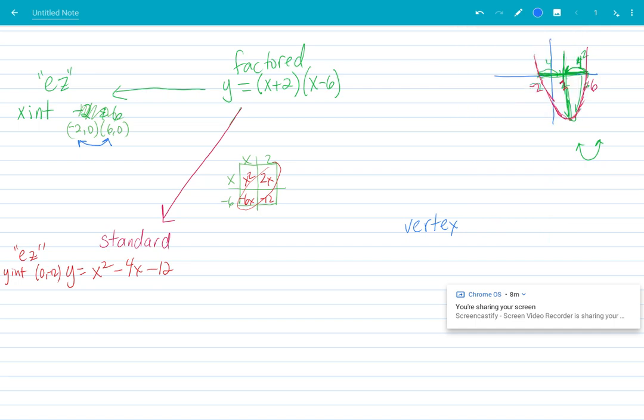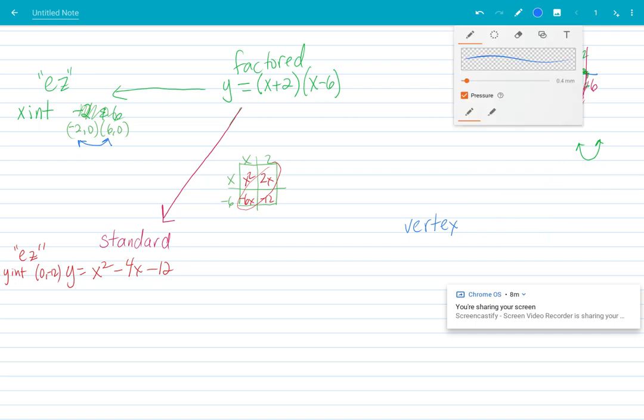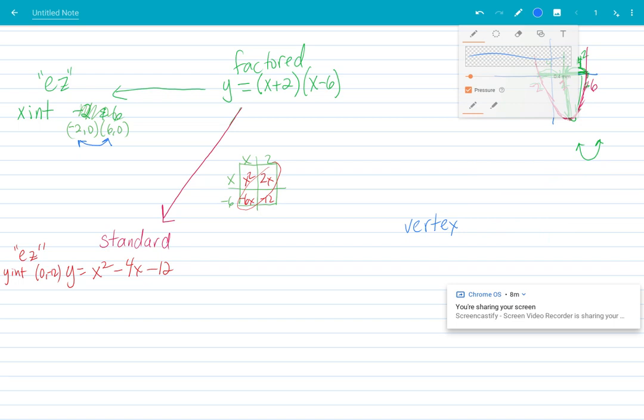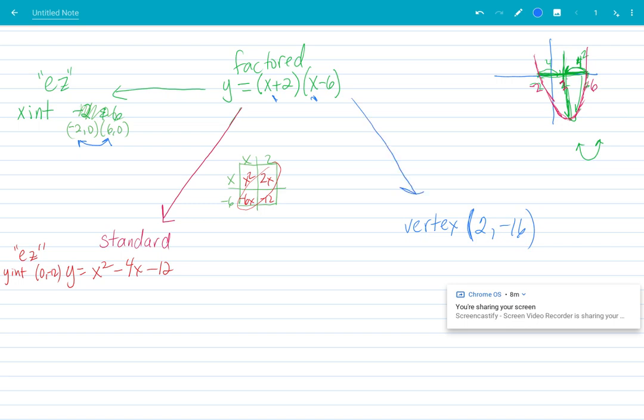So you got to plug in 2. Can you guys plug in 2 for the x's and then find out what the vertex is? I said that it's going to be negative 16. That was my guess, right? So you're going to plug in 2 here and 2 here. So it's going to be 2 plus 2 times 2 minus 6. What is this equal to? 4 times negative 4, and that equals what?